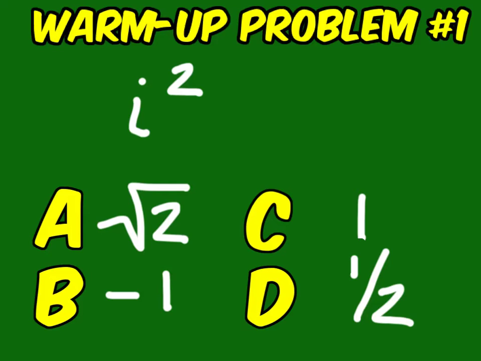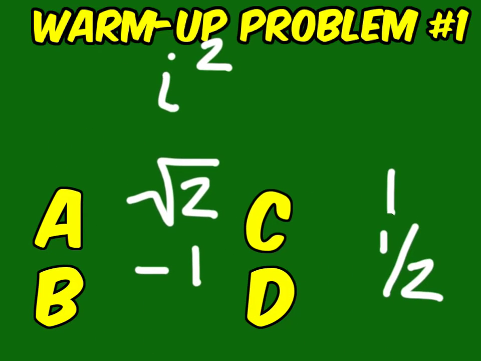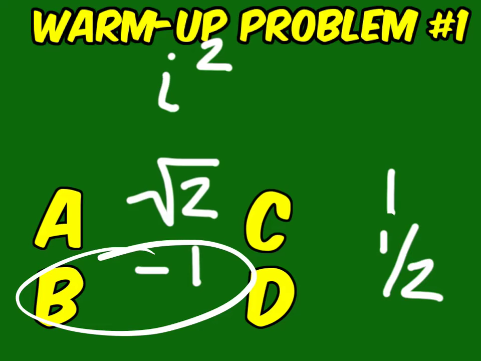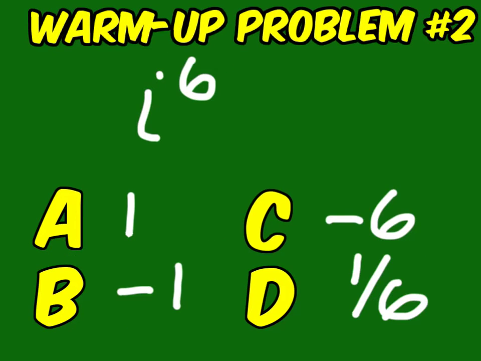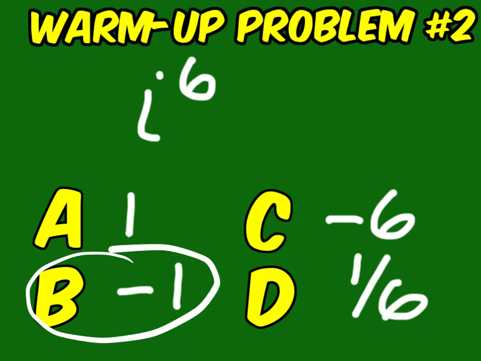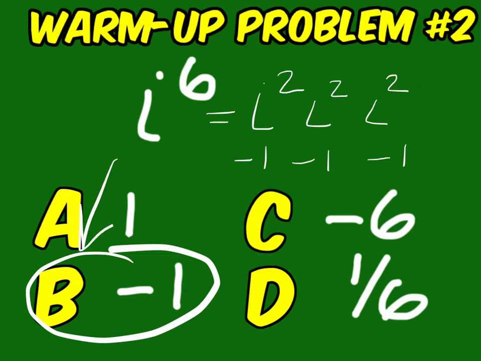I squared. I is an imaginary number. I is the square root of -1. So if you square it, you get a bunch of movement. B, -1. Number 2. Answer for this one is B, -1. That is because you can break this up as I squared, I squared, I squared. Each one of those is a -1. Three negative signs, negative. That's why it is B.